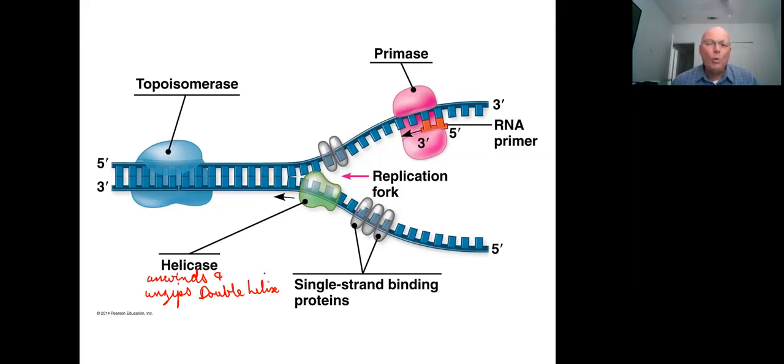Now, because it's got to unwind it at such a rapid rate to keep up with the replication process, remember, DNA is being replicated at 500 nucleotides per second in bacteria, there is the potential for the DNA to overwind as it's being unwound. And if it does that, it's going to twist up into a knot because of the tension that's been created by this overwinding. So you've got a second enzyme called topoisomerase.